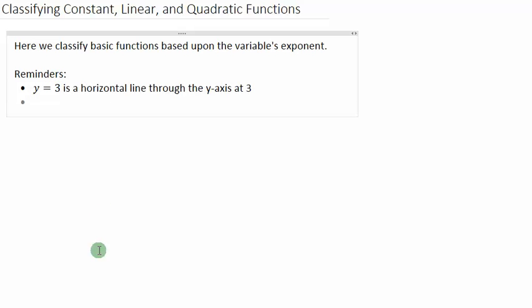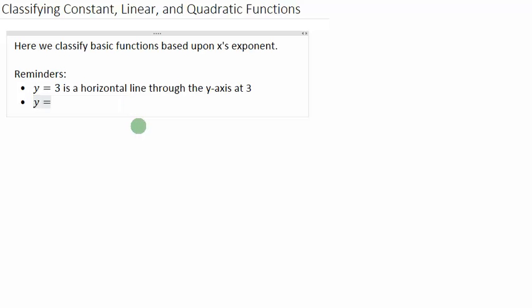That's the case where there is no variable. It's like the variable is raised to the 0 power, kind of. There's no x here. And in fact, let me go back. Here we classify basic functions based upon x's exponent. That's typically the variable that you will use in a function. So, let's go back here.